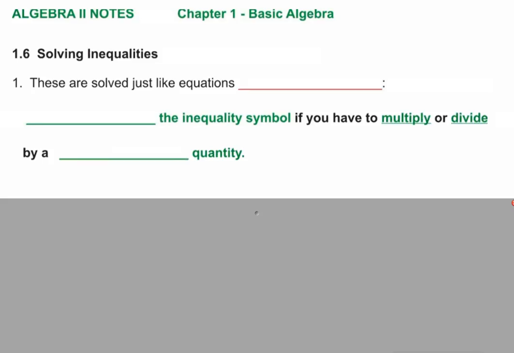So these are solved just like equations, except for one big red exception. You have to remember the exception. Anybody remember it? Solving inequalities, there's one thing you have to do if you have to multiply or divide by a negative quantity, right?